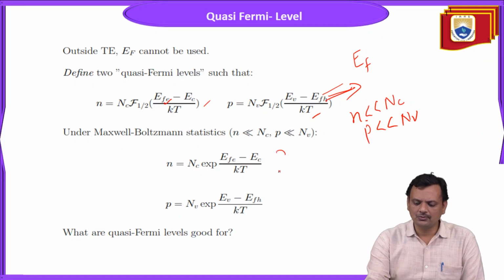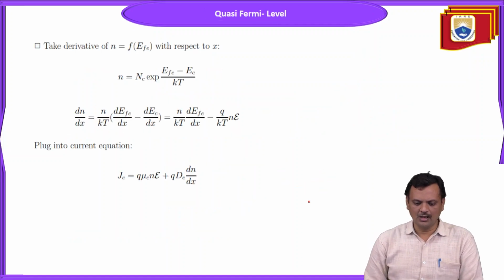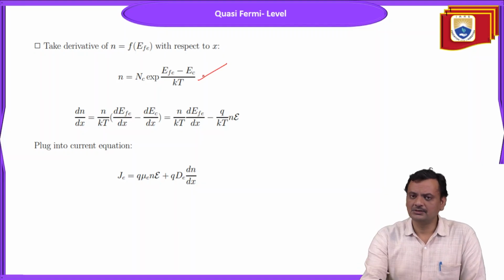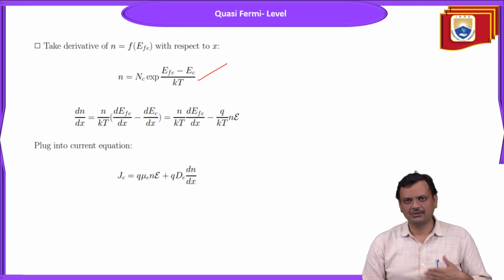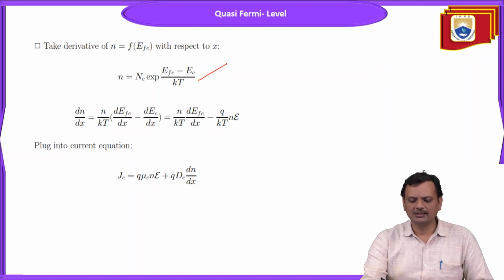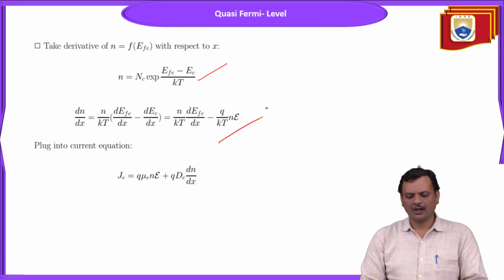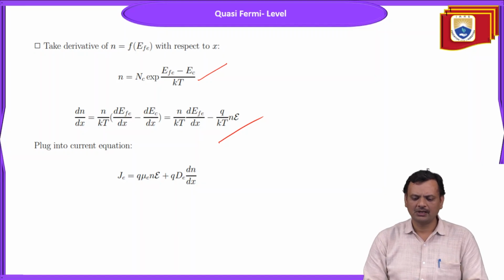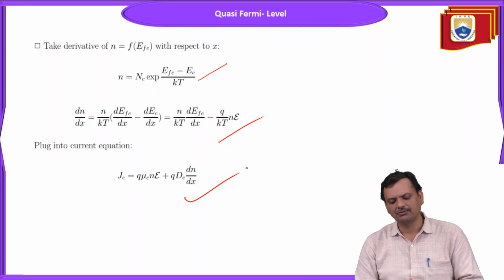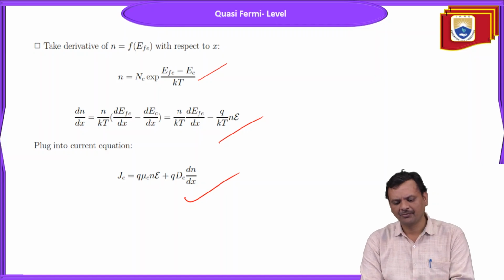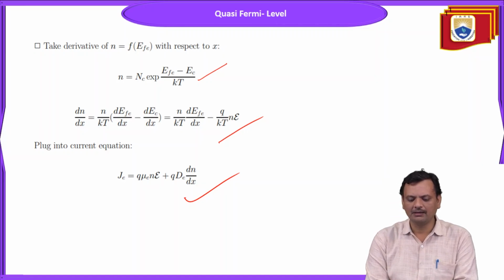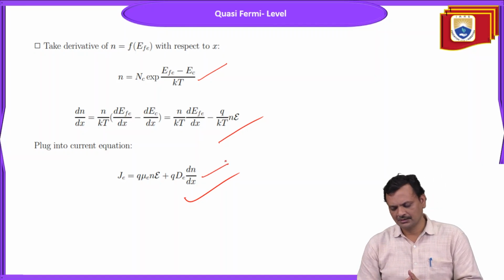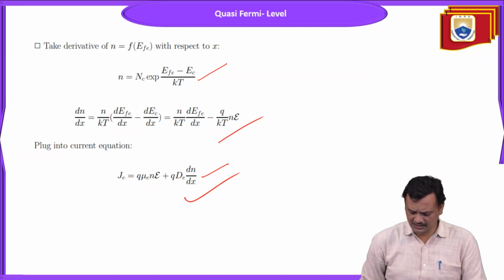So now what will be the use of these equations? Once you take the derivative and plug in, this is your equation. Now take the derivative of this equation with respect to x, so you will get this equation. Now put these values in the current density equation, so you will get JC is equal to q mu E N multiplied by E plus q D dN upon dx. And this is a kind of gradient, and this gradient is important.